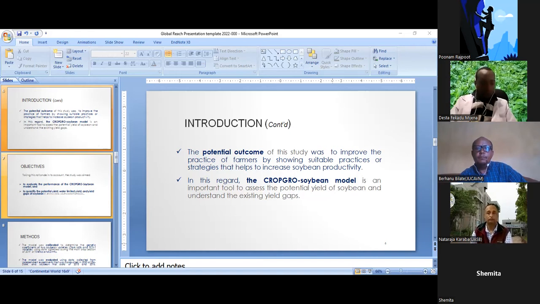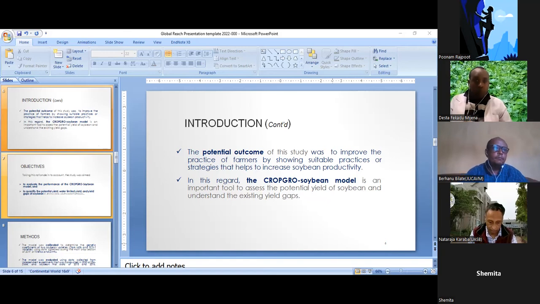So for yield gap analysis, model simulations were conducted on the dominantly growing variety and the different management options. These were the 5 planting dates and the 3 row spacings. The actual yield was obtained by averaging 4 districts' annual production data from 2014 to 2018 and the survey data collected at the end of 2019.